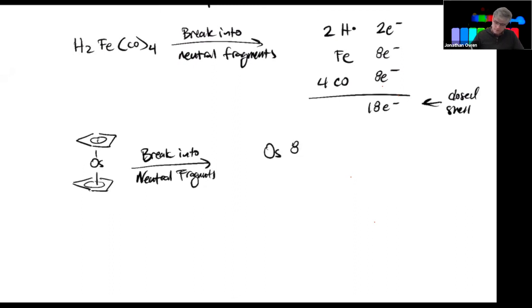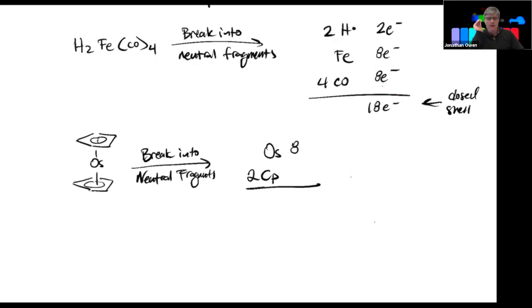8 electrons for osmium, same column as iron. And we have 2 cyclopentadienyl ligands, Cps. How many electrons per Cp? Well, we just said that a cyclopentadienyl ligand is an L2X. It makes 1 normal covalent bond and then uses 2 dative bonds from the 2 pi bonds. So L2X is 5. Each L is 2 and X is 1. It also happens to be the number of carbons in the pi system that are making connections to the osmium.